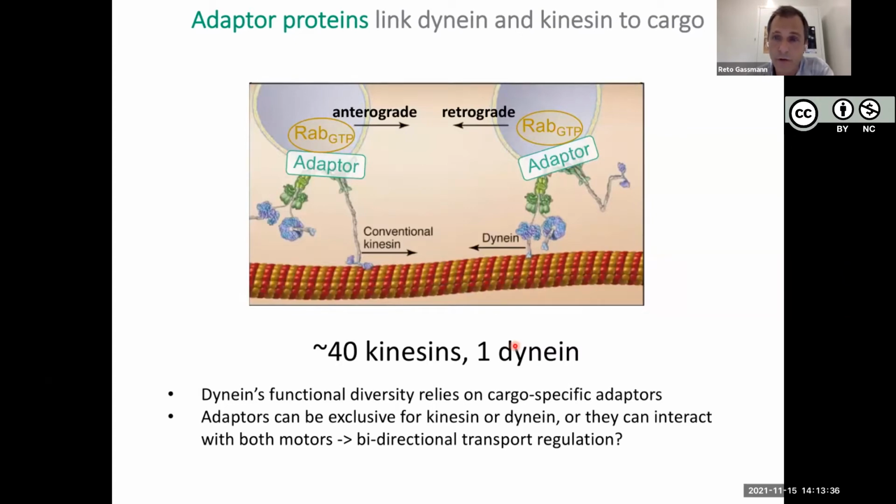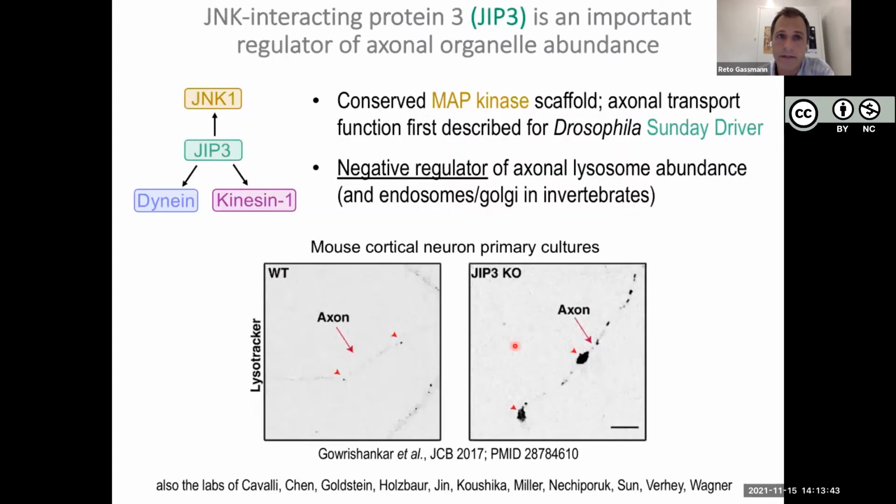And so today I'm going to talk about one of these adapters that can bind both to kinesin and dynein. This adapter is called JIP3. JIP3 stands for JNK-interacting protein 3. It's a MAP kinase scaffold, and its role in axonal transport was first described about 20 years ago in Larry Goldstein's lab for the Drosophila homolog Sunday driver. Since then, a number of labs have shown that this function of JIP3 is broadly conserved in invertebrates and vertebrates. Now, the main signature defect of JIP3 inhibition is that lysosomes become highly abundant in the axon.